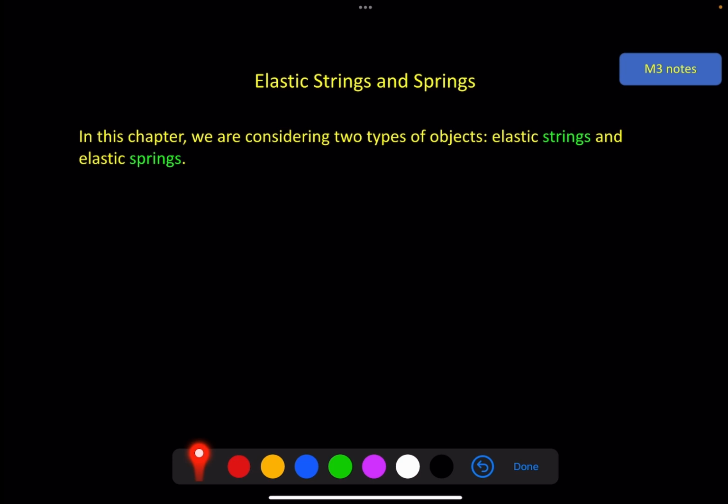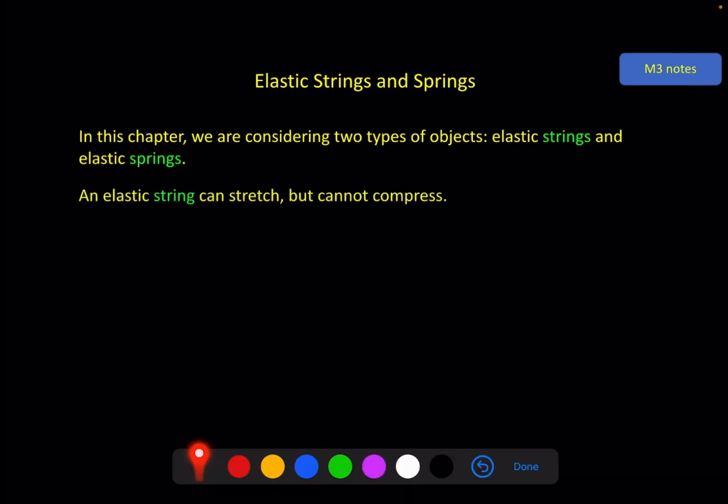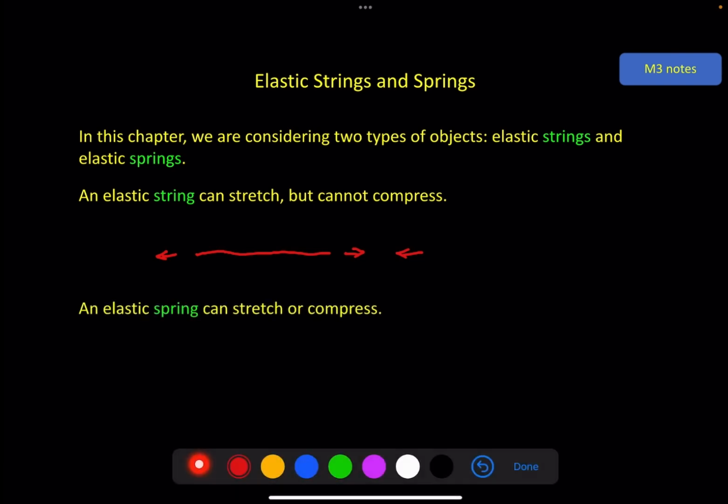In this chapter, we're considering two types of objects. You need to be able to recognize these two. We've got elastic strings and elastic springs. An elastic string can be stretched, but cannot be compressed. Here, you can imagine something like a rubber band. So we've got a piece of string, it's elastic, so it can be stretched out in these directions here. But if you try to compress it by pushing in this way, all you're going to do is make the string slack. However, an elastic spring can stretch or compress.